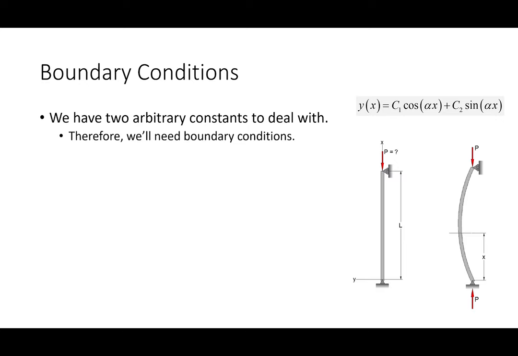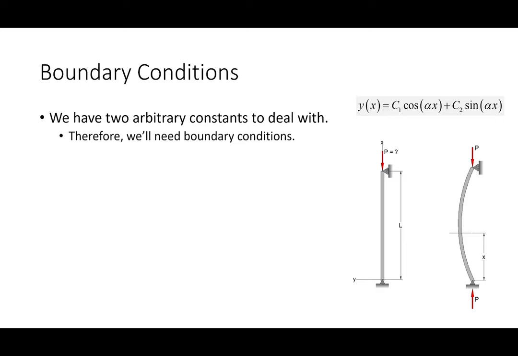Now, I have two constants of integration, okay? I have a C1 times a cosine plus C2 times a sine. And by the way, this is why the deflected shape is sinusoidal, right? Because the solution of our differential equation had sines and cosines. Remember when you have a linear differential equation, you set up your characteristic, and if you get real roots, you get exponentials. If you get imaginary roots, you get sine and cosine pairs. That's what happened here.